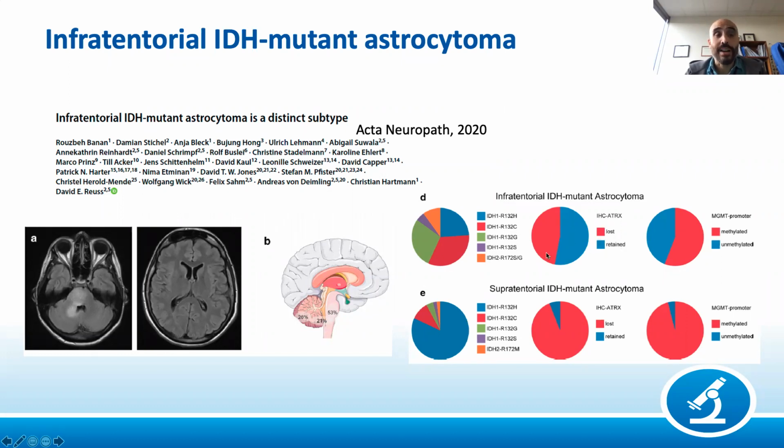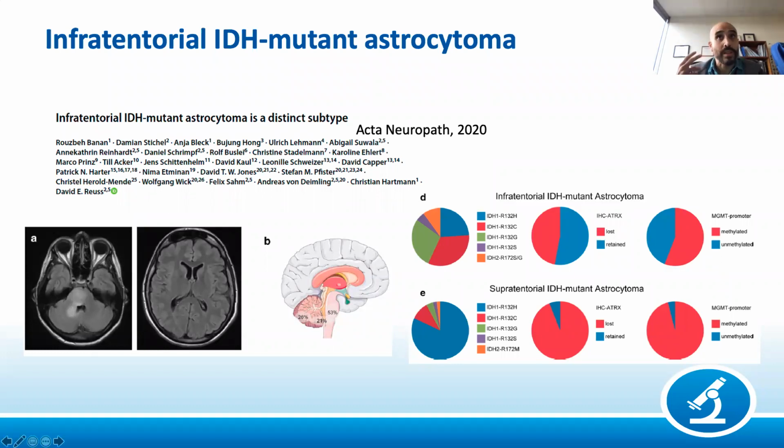ATRX is actually more often retained than lost, and there are differences in MGMT promoter methylation as well. What this means pathogenically is not entirely clear, but from a pragmatic standpoint, you want to keep in mind these differences, because the screening tools that you would typically use to identify IDH mutant gliomas are not going to be as functional in infratentorial tumors.